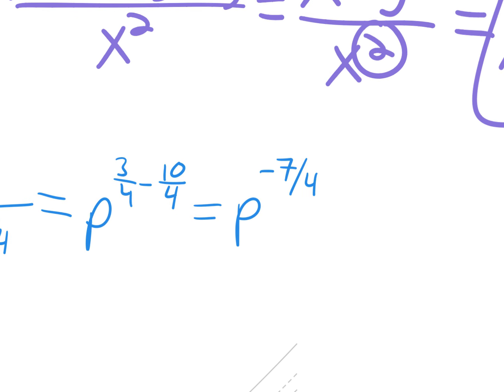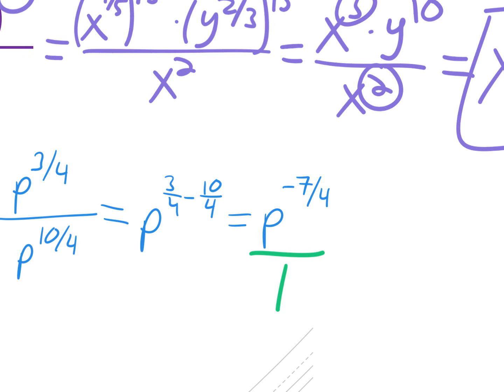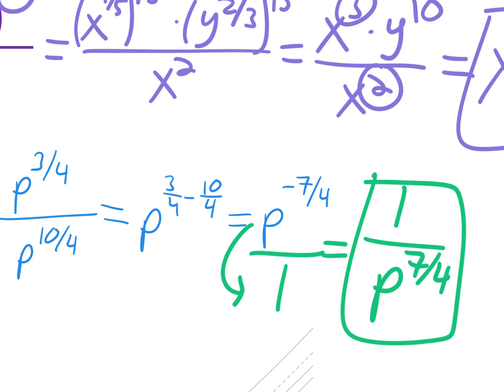Now, I told you guys you don't have to change variables to the radical form, but there is still something wrong with this. Do you see what it is? The negative, I'm going to put this over 1, and we're going to move this to the bottom. This is going to be 1 over p to the 7/4. That's it. Good. Any questions so far?